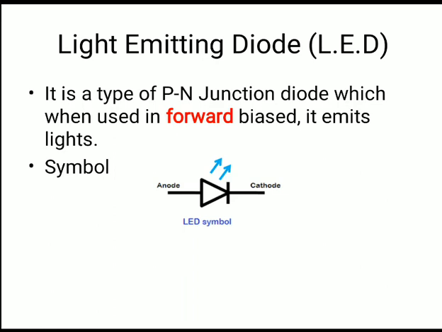Materials like gallium arsenide phosphide are used to make LEDs. So you can see the symbol. It is the same as the PN junction symbol, the only difference being that we are adding an arrow. What does the arrow mean? The arrow represents the emission of light, showing that this diode is emitting light.